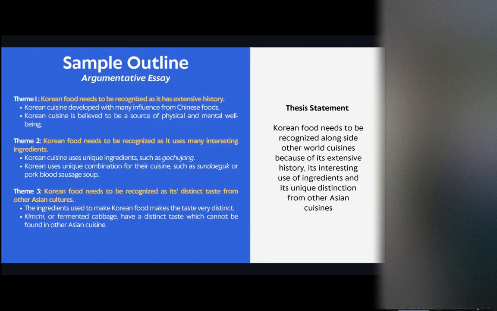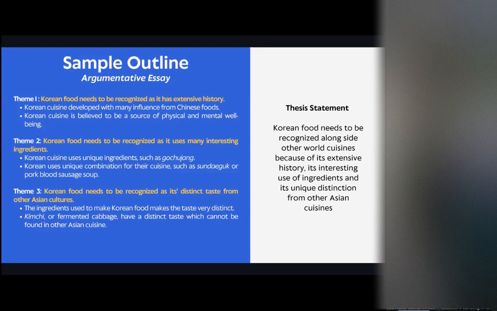Okay, so the thesis statement here is: Korean food needs to be recognized alongside other world cuisines because of its extensive history, its interesting use of ingredients, and its unique distinctions from other Asian cuisines. So in this thesis statement, you can see that it follows the A is B because of C formula. So the A is Korean food, and the B is how it needs to be recognized alongside other world cuisines. And then for C, we have our three topics or themes: its extensive history, its interesting use of ingredients, and its unique distinction from other Asian cuisines.